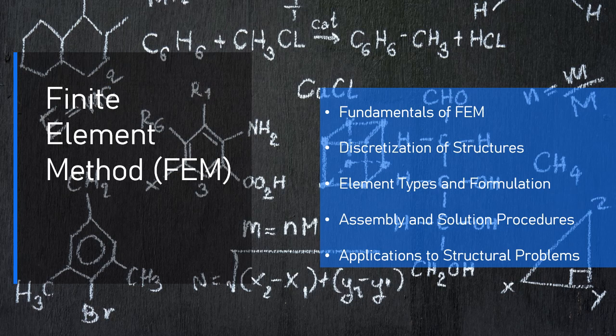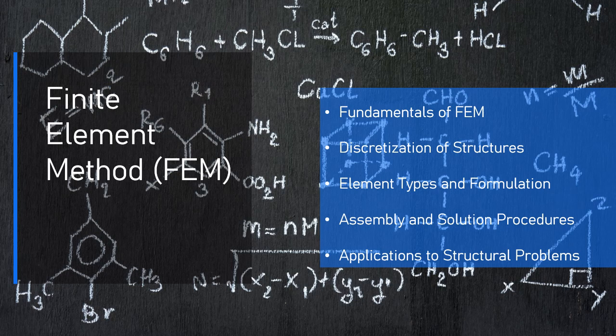4.1. What is discretization? Discretization refers to the process of dividing a continuous structure into smaller, finite parts, called elements. Each element is treated as a simple shape with a set number of degrees of freedom, DOFs, which represent the displacements at the nodes, the points where the elements connect.